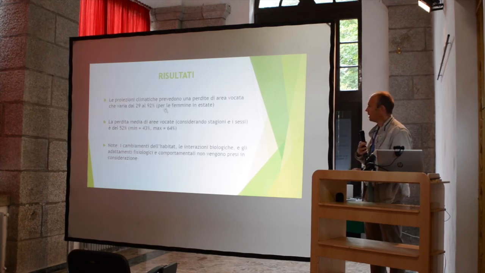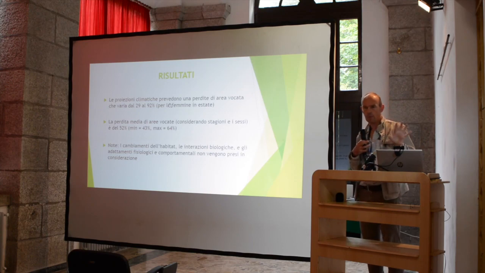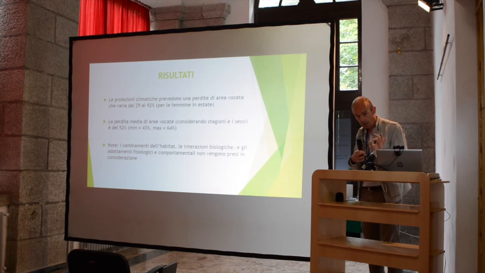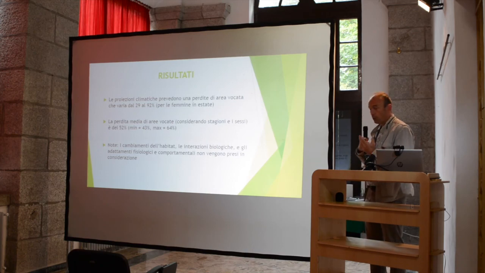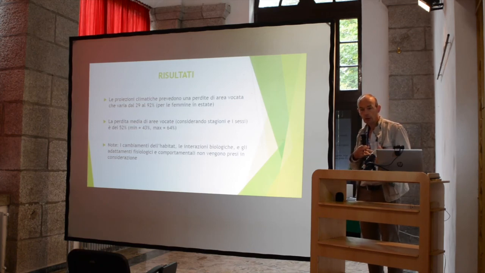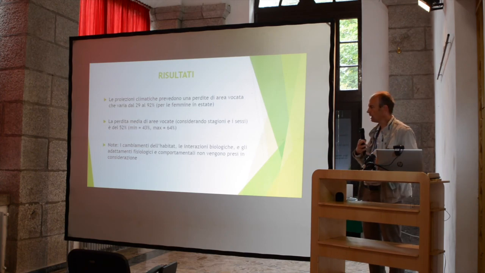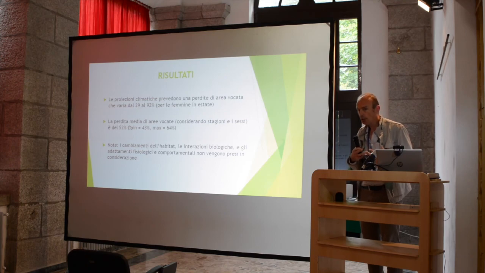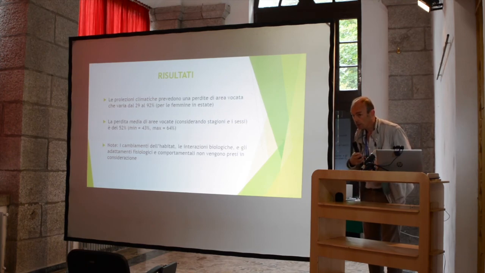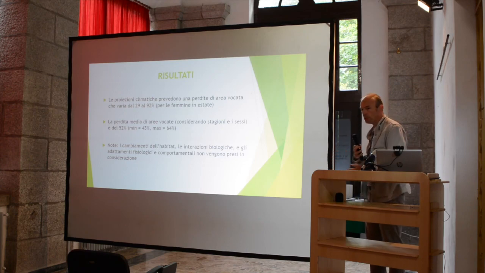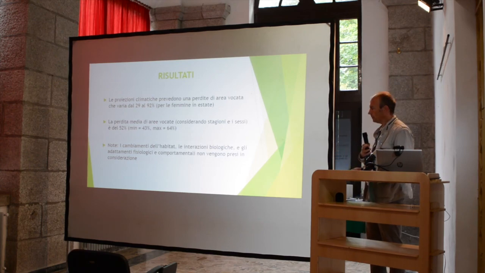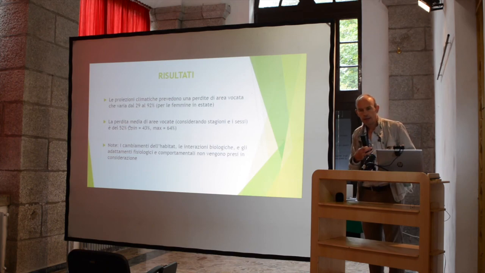So if we summarise these results, we look across all our models with sexes and seasons and so on. It's quite a big range, but the minimum is a 30% loss of suitable habitat. If we take an average across all our different models and sexes and seasons, we're expecting about a 50% loss in range, suitable areas for this species over the course of this century.